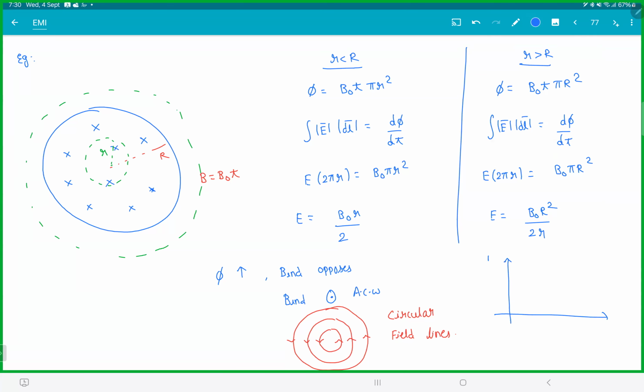If you try to plot the graph between field versus r, it's a linear graph and then it decays. Clear, everyone? So straightforward: find a loop, find the flux, differentiate, equal to E dot dl. E will come out of the integral because it is uniform. dl becomes 2 pi r every time.